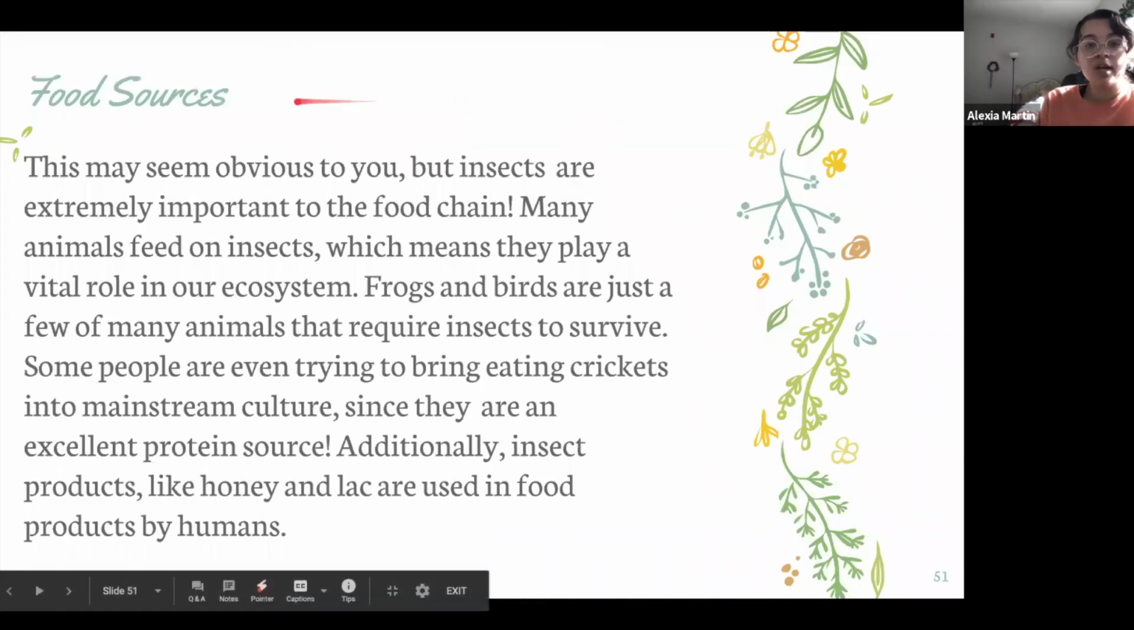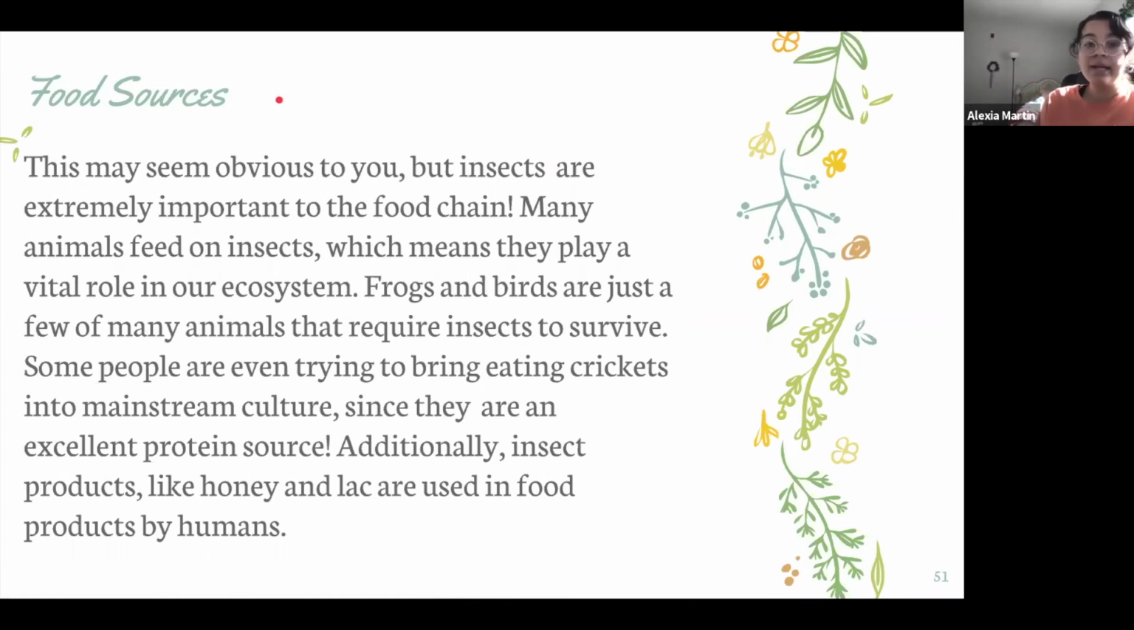The last thing we'll talk about is insects as food sources. This may seem pretty obvious, but insects are extremely important to the food chain. Many animals feed on insects, which means they're really important to our ecosystem. A few examples of animals that feed on insects are frogs and birds. And some people are even trying to bring eating crickets into mainstream culture, since they are a good protein source. Additionally, insect products like honey and lac are used in food products by humans.